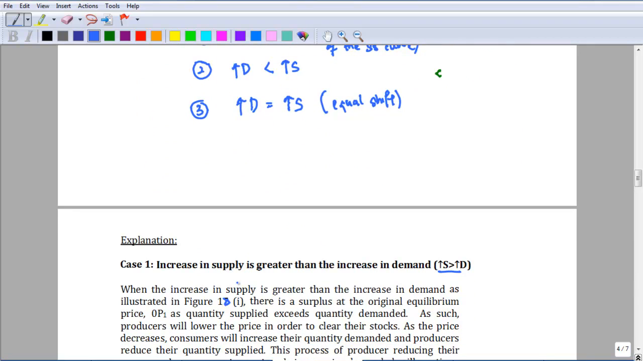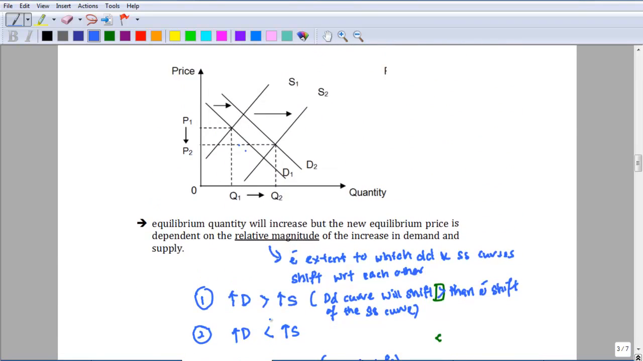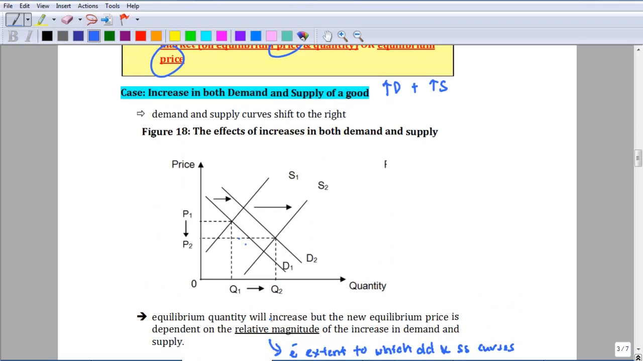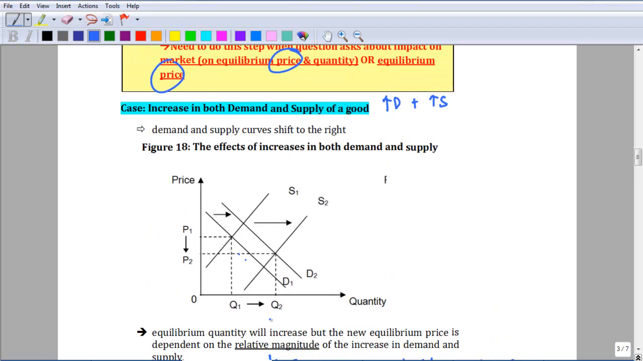Okay, so when the increase in supply is greater than the increase in demand as illustrated in figure 18.1, there is a surplus at the original equilibrium price OP1. How do we know that? Now let's put to practice what we have been doing so far. So if you look at figure 18, at the original price of P1, what you could do is you could actually extend the price line across.